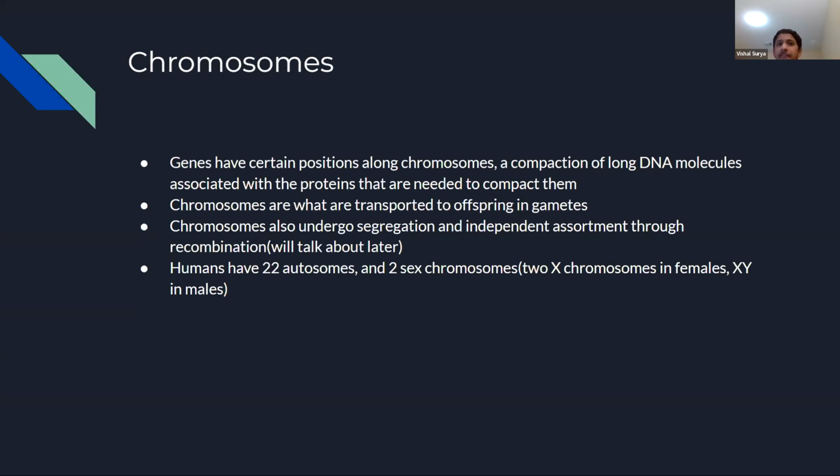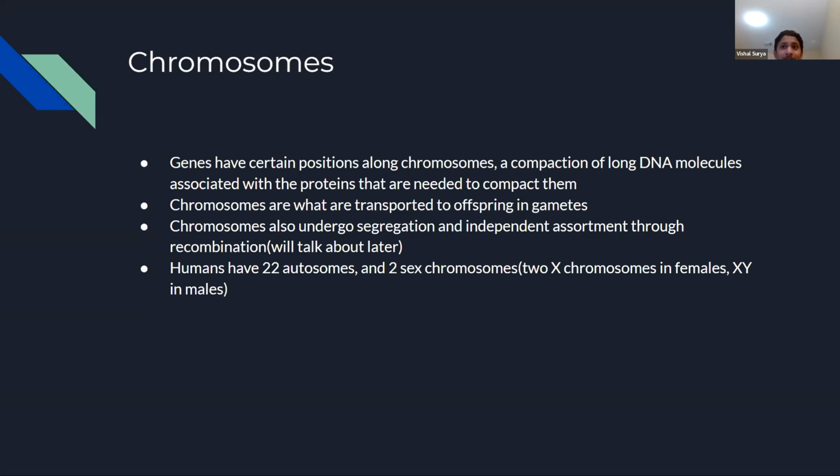Genes have certain positions along these chromosomes, and the position of a gene on a chromosome is called a locus. Chromosomes are also a compaction of really long DNA molecules associated with proteins that are needed to compact them. What do I mean by this? If you were to stretch out the DNA molecules, some of the chromosomes would stretch out over many kilometers. And the cell nucleus, which they have to fit in, is only a couple micrometers.